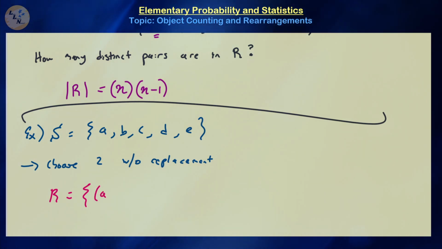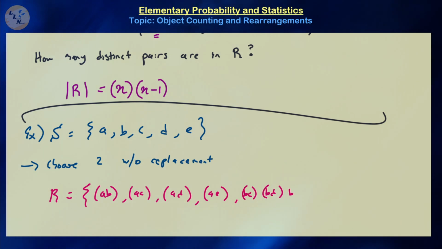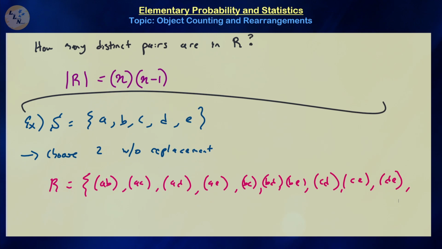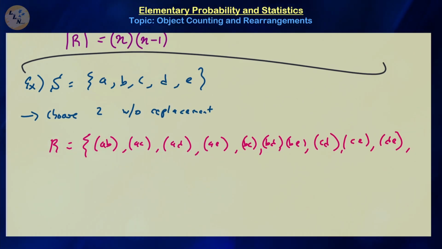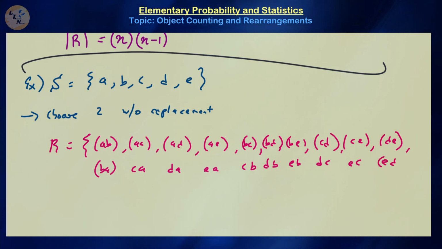So we could get A, B, we could get A, C, we could get A, D, we could also get A, E. In addition, we could get B, C, B, D, B, E. We could also get C, D, C, E, and we could also get D, E. Are there any more elements that we are missing? Yes, the mirror images of them. So we could get B on the first and A on the second. We could get CA, DA, EA, CB, DB, EB, DC, EC, and ED.